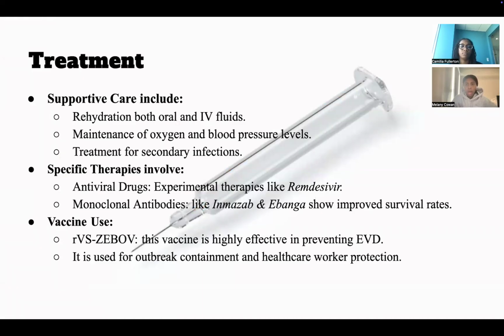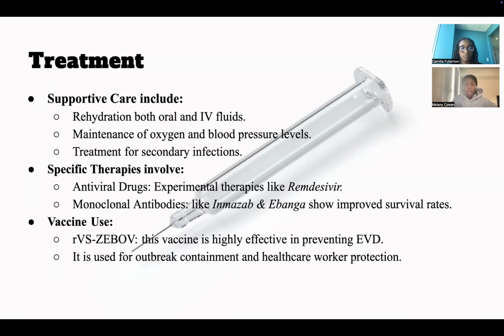So treatments. Supportive care includes rehydration with both oral and IV fluids, maintenance of oxygen and blood pressure levels, and treatment for secondary infection. Specific therapies involve antiviral drugs and experimental therapies like remdesivir, and monoclonal antibodies like mAb114 and REGN-EB3 show improved survival rates. Vaccine use: rVSV-ZEBOV. This vaccine is highly effective in preventing EVD. It's used for outbreak containment and healthcare worker protection.